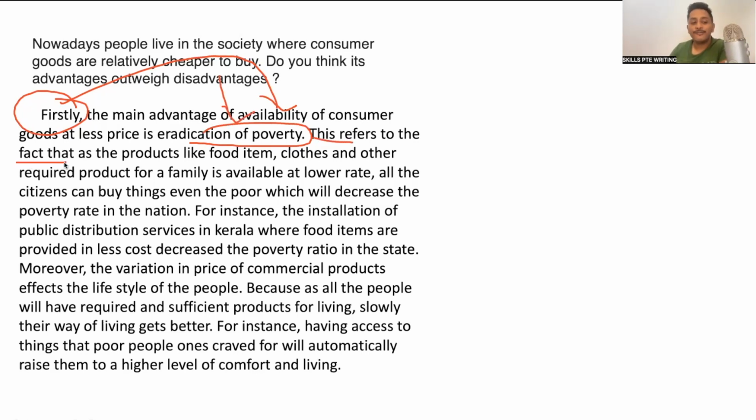This refers to the fact that, that is the template she has picked up from ours, and she has written this refers to the fact, or you can write this is because. But now, how will it eradicate poverty? Because whatever thought comes into your mind, put that in the second line with the linking word. This refers to the fact that as the products like food items, clothes, and other required products for a family are available at a lower rate, all citizens can buy things, even the poor, which will decrease the poverty rate in the nation. Good idea. The way it is, not a good idea, sorry. The way it is represented is all good.